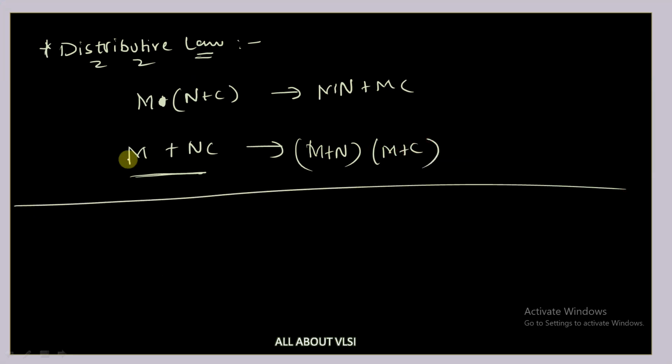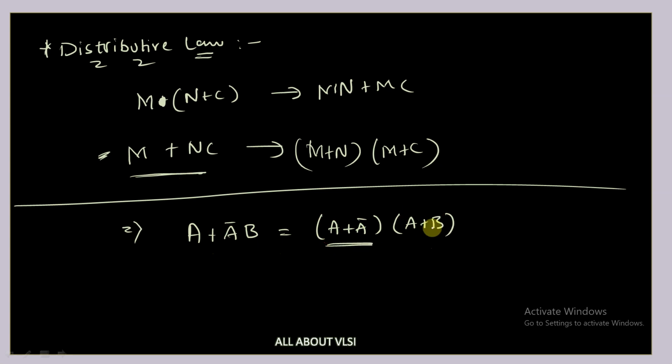This is very important, we are going to use it in our problem solving. From this distributive law only, using this particular rule, we are going to have one more law, that is the redundant literal rule. No need to remember that particular name. I will give you an example. Let's say we have a plus a bar b. You can apply the distributive law here, so that is nothing but a plus a bar into a plus b.